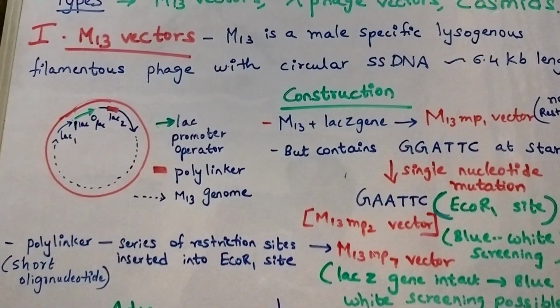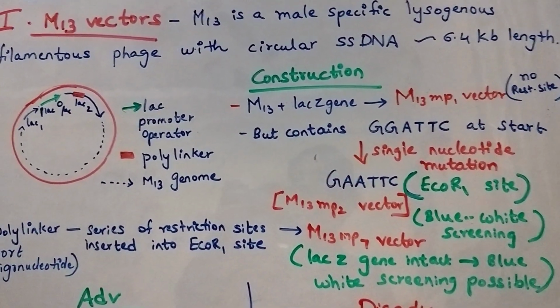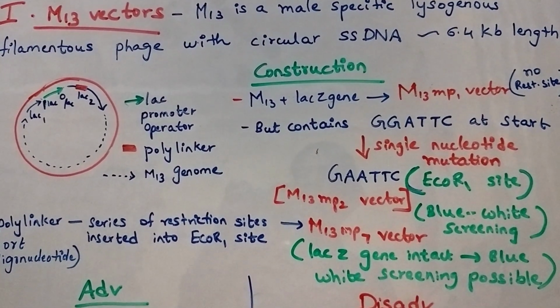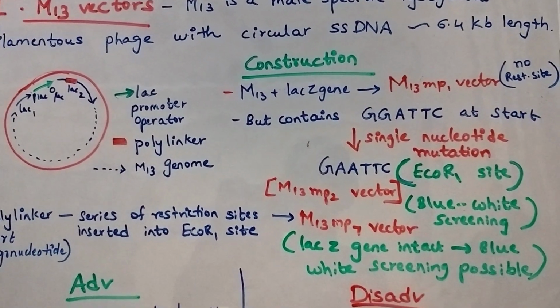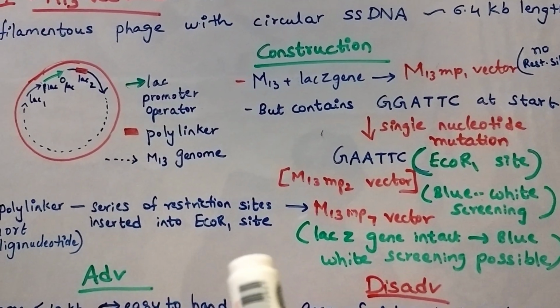So, M13 vectors can now act as proper vectors, with the foreign DNA being inserted at the EcoR1 site or at the series of restriction sites. Coming to the advantages.